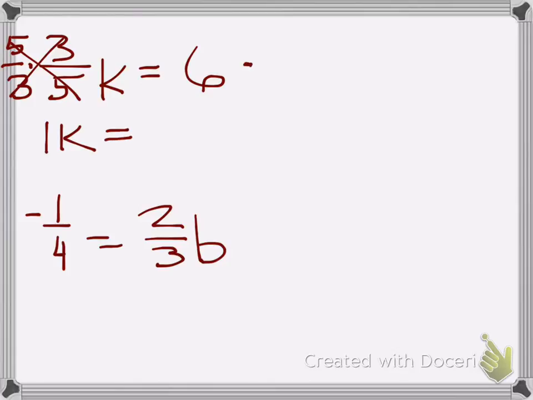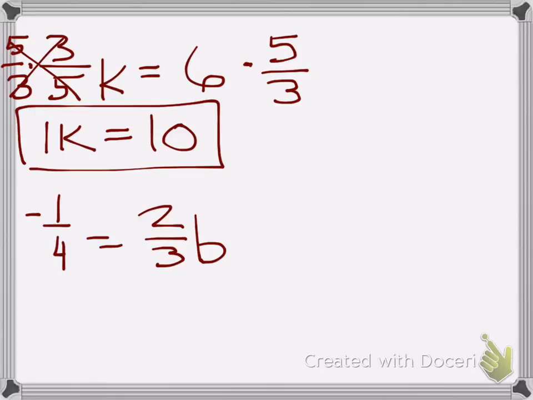And we're going to do that to both sides, times 5/3. So I have 6 times 5 is 30. 30 divided by 3 is 10. So 1k would equal 10, and that is my final answer.